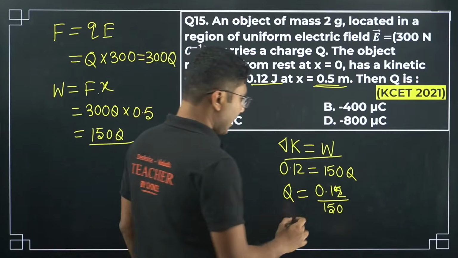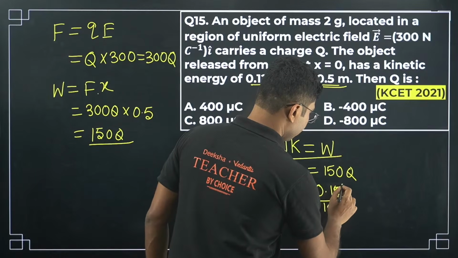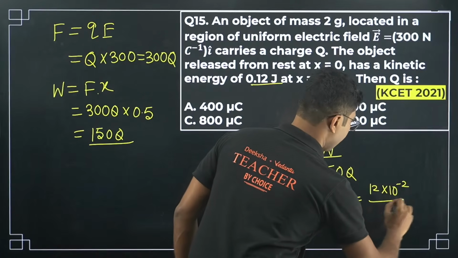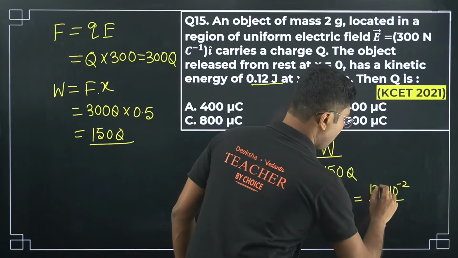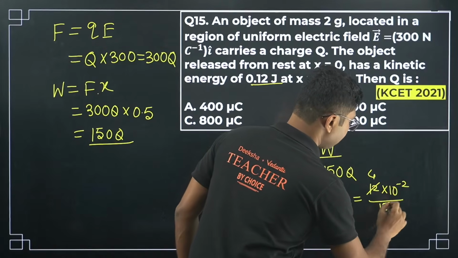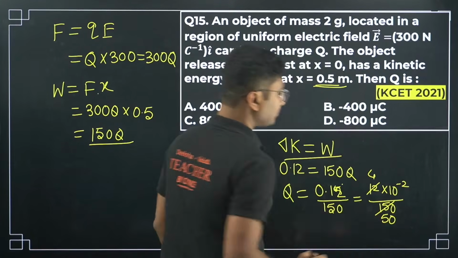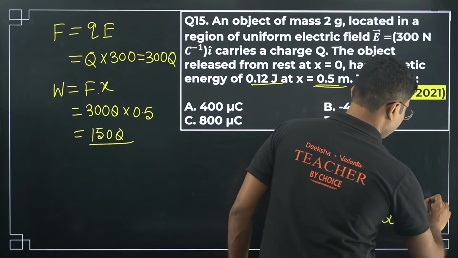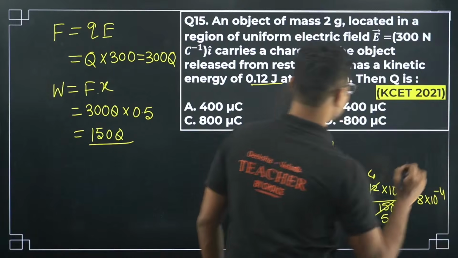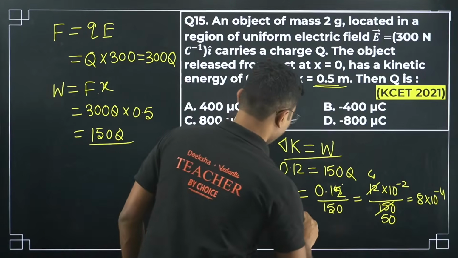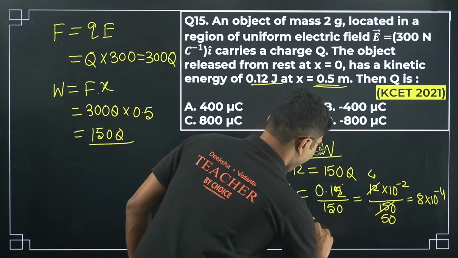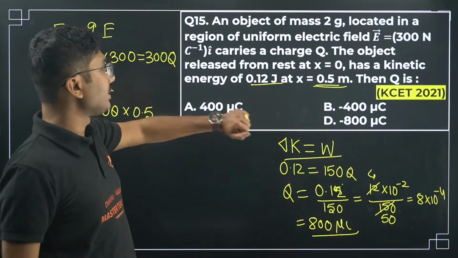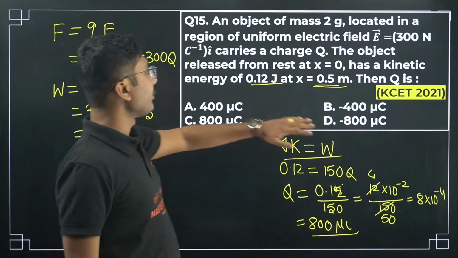Okay, so let me convert it: 12 into 10 to the power of minus 2 divided by 150. So it will be 8 into 10 to the power of minus 4, or 800 microcoulomb. Now whether it will be positive or negative, that is very, very important to understand.